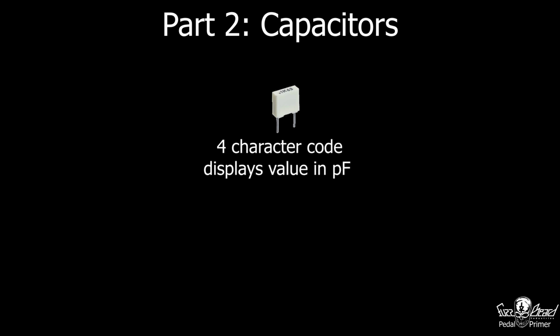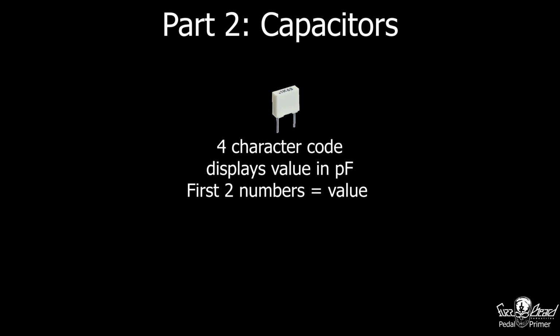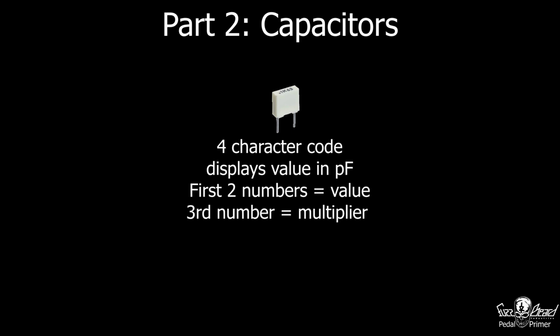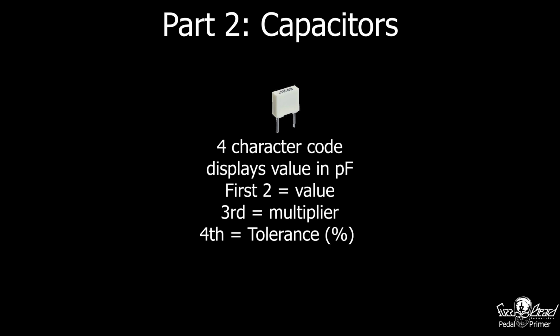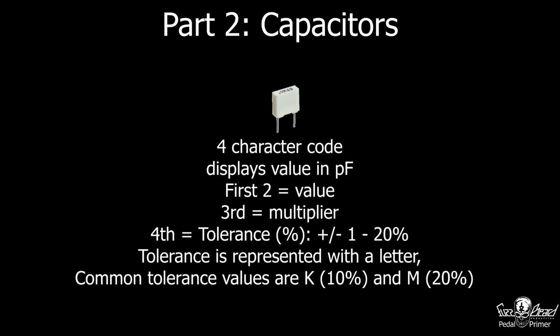Similar to the coloured band system that you see on resistors, capacitors use a 4-character code to display the capacitance in picofarads. The first 2 numbers being the value, the third number is the multiplier, so tens, thousands, etc. The 4th character is a letter that denotes the tolerance, commonly 1, 2, 5, 10 and 20%. There are other values, but these are the ones that you'll generally tend to encounter most.